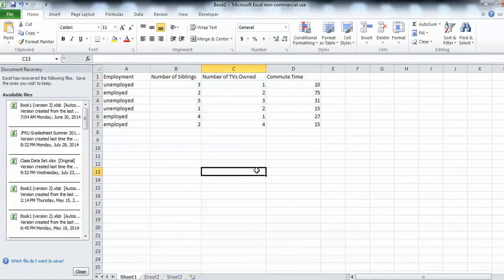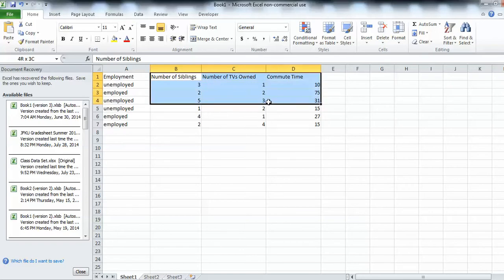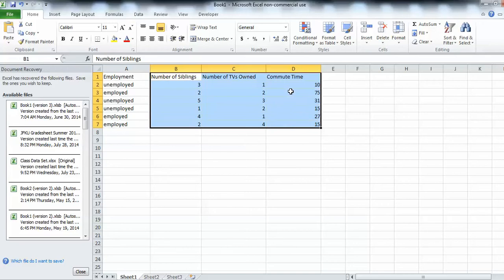I just made up this data set. I just wanted to make up a data set that would look like the data set that you have. In my data set, I have number of siblings, number of TVs that each person owns, and commute time, or the minutes that it takes each person to commute to work.